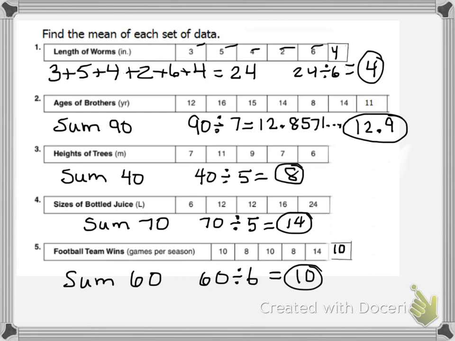So what does that mean? On average, the football teams won 10 games per season. If I go back to number 4, on average, each bottle of juice has 14 liters. Number 3, on average, the height of each tree is about 8 meters. Number 2, if I want to summarize it, the age of the brothers, on average, they're just under 13 years old, 12.9 years old. And for number 1, the length of the worms on average, each worm is 4 inches.